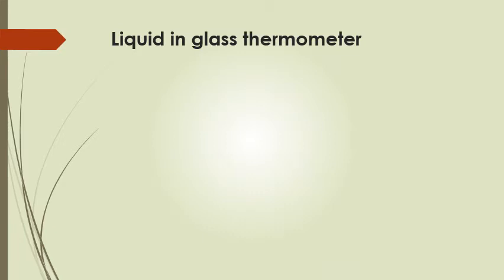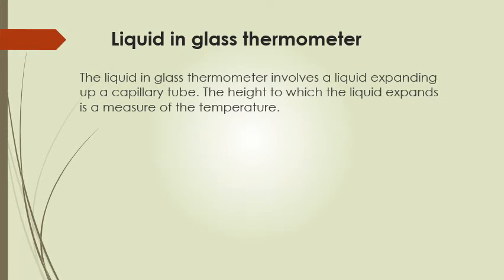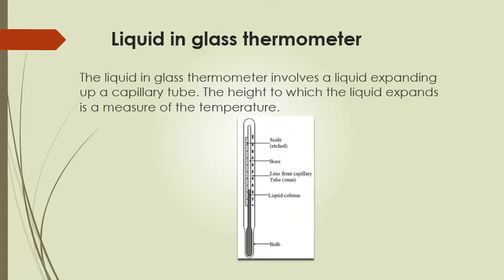Liquid in glass thermometer. This one is very common in laboratories. It consists of a glass thermometer and a capillary tube. The height to which the liquid expands is a measure of the temperature. We can note that the common medium used is maybe mercury or alcohol.